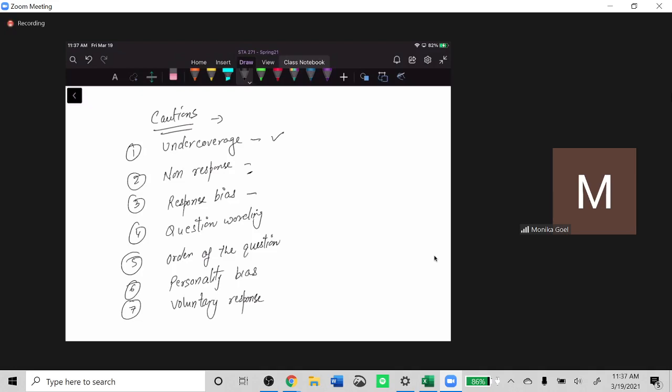So non-response means those selected either refuse to cooperate or cannot be located when the survey was conducted. So non-response and undercoverage are two different things. When we are talking about undercoverage, you are not selected in the sample. Some are left out of the sampling frame when the sample was chosen.